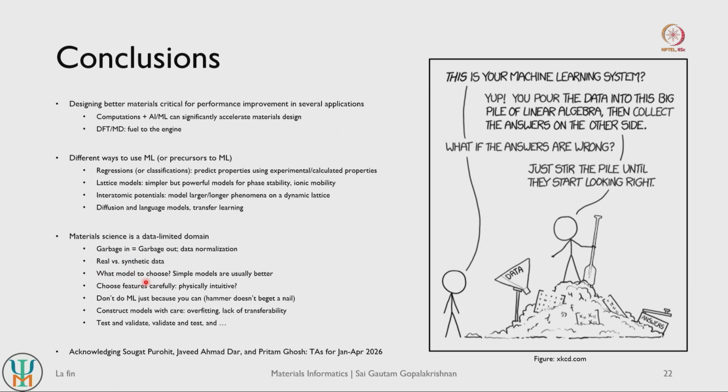What model to use? Always try to start with simple models and then increase the complexity if simple models don't give you enough accuracy, and choose features carefully. Try to create models that are as physically intuitive as possible, right, and don't do machine learning just because you can. If you can build simpler models, those are always better. And construct models with care, make sure that you don't overfit models, and test and validate models very rigorously.